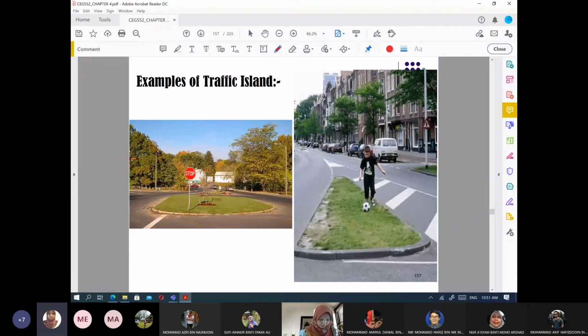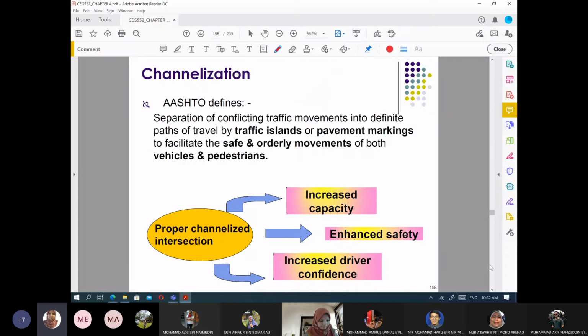Ni pada mana? Kalau tengok kanan lah, okay, going right, and this is going straight, right? And this is a roundabout. Okay, this is all the examples of this channelization or traffic island. Okay, channelization ini lebih detail lah, kita tengok. Proper channelization intersection, it would increase the capacity, enhance the safety, increase driver confidence.